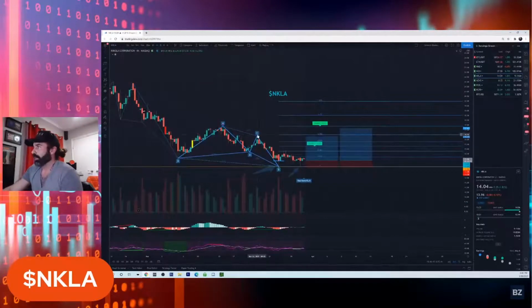With the butterfly pattern, if you want to go by textbook, you've got C. The C point of the XABCD is going to be a target to take profit. And instead of setting my take profit right at the top of C, I looked over here. Well, actually, I didn't. I should have, but I didn't.